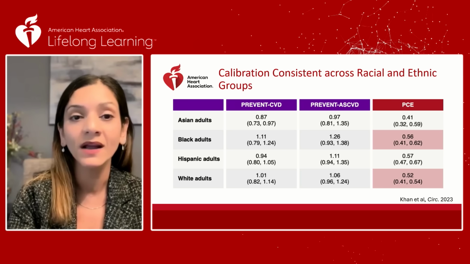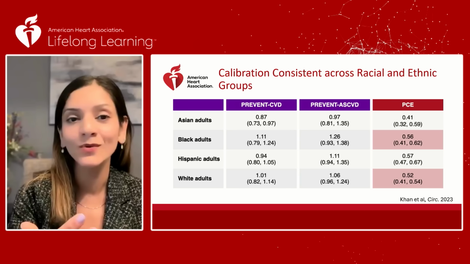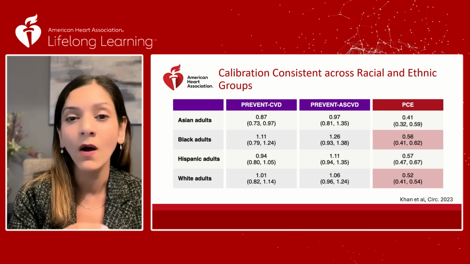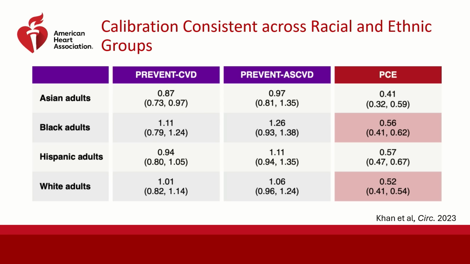Now, when we compare this to the pooled cohort equations in the same sample, this is exactly what Don alluded to. We see a slope of about 0.4 to 0.5 for all of the race and ethnic groups, which suggests that the estimate with the pooled cohort equations is overestimating risk by about twofold. And for each race and ethnic group, the PREVENT equations provide a better estimate that's better calibrated.